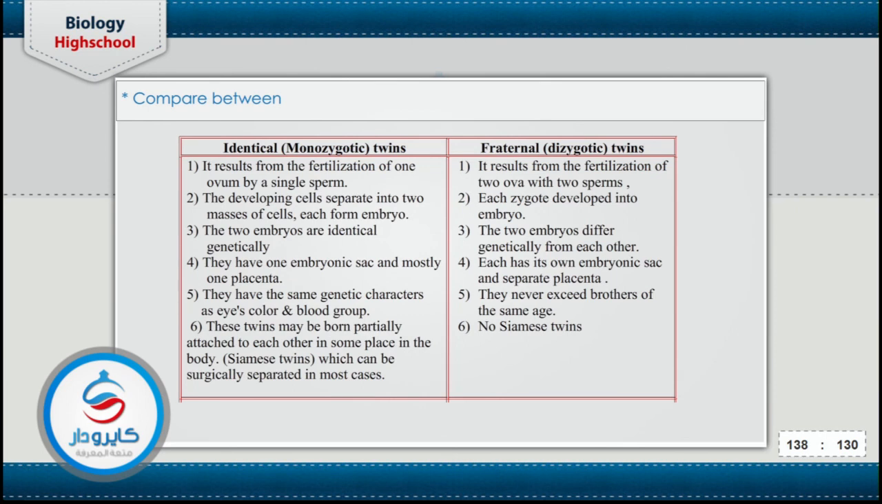They have the same characters قلنا زي ايه؟ طبعا the twins in the identical twins may adhere to each other partially in a certain part of the body, which are called the Siamese twins, which can be surgically separated in most cases, but there is no Siamese in the case of the fraternal twins.